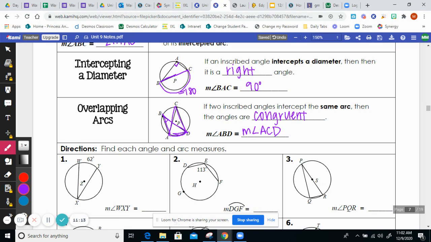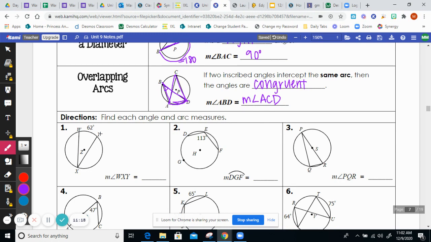All right, so we're going to do some examples of these. On number 1, we're given the arc measure. And remember that our arc measure is basically going to be double what our inscribed angle is. So all I'm going to do is take 62 and divide it by 2 to find my angle measure. 62 divided by 2, I get 31 degrees. So that means that WXY is going to be 31 degrees.